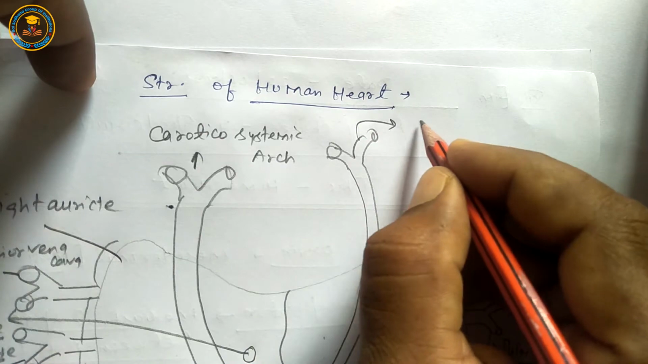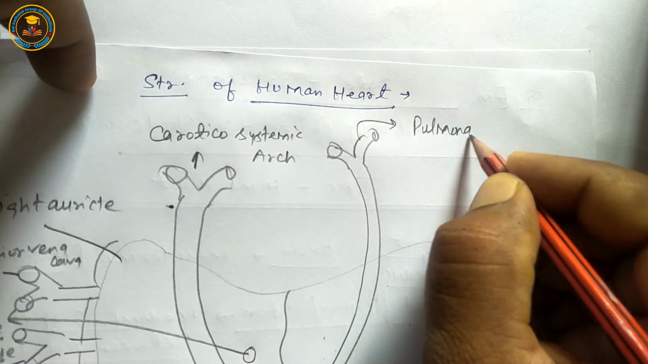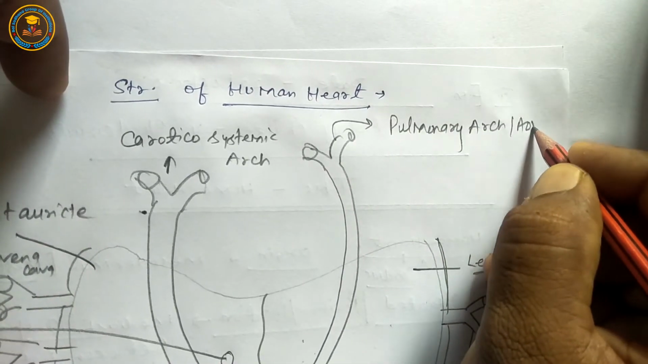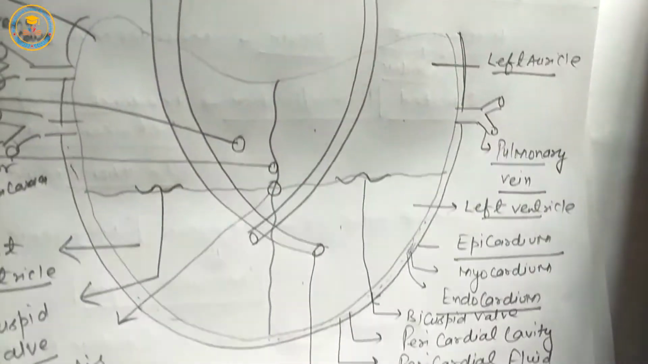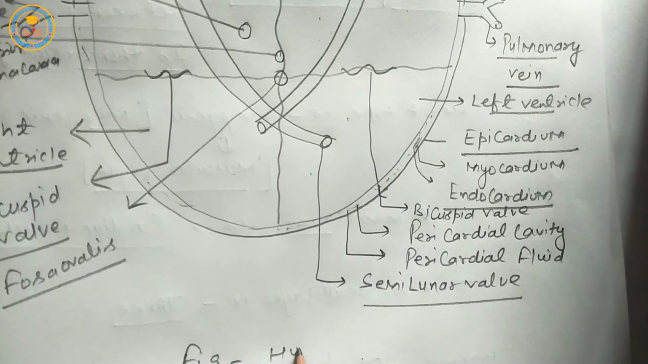And this is pulmonary arch or aorta. So this is a figure of human heart.